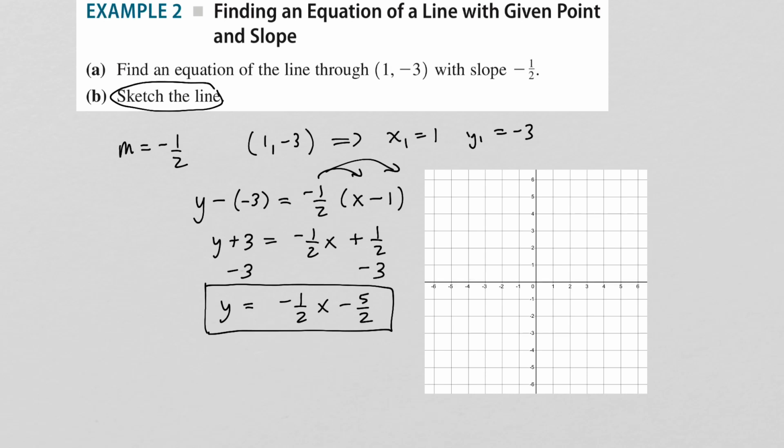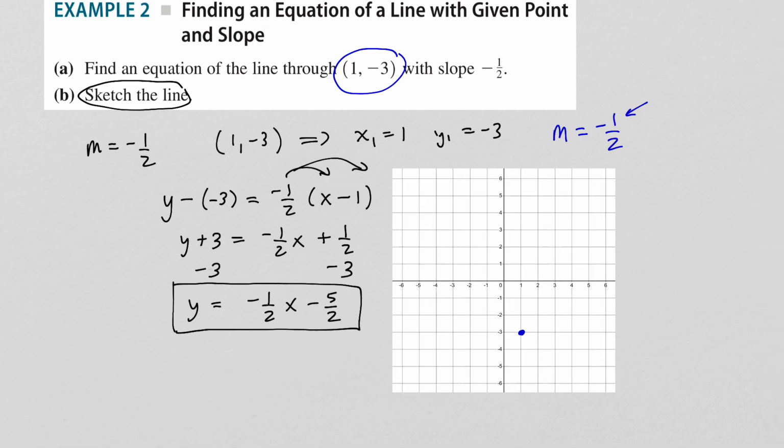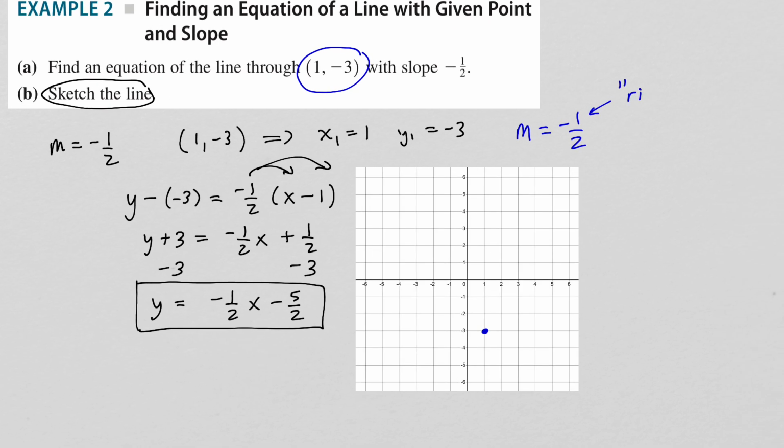So to sketch the line, I'm simply going to go back to the given information. We have the point 1, -3 is on the line, and the slope is -1/2. Now remember, -1 is what you think of as the rise, and +2 is what you can think of as the run. So from this point, we are going to rise -1. That actually means we're going to go down 1.